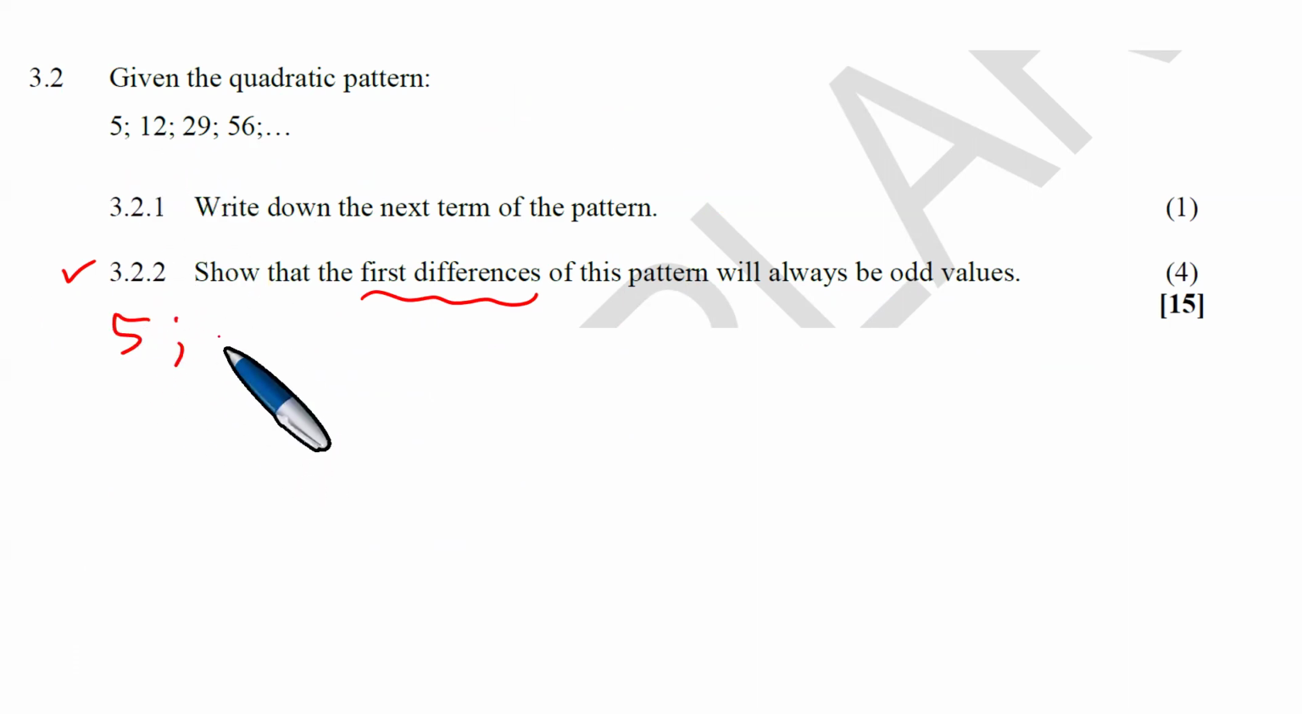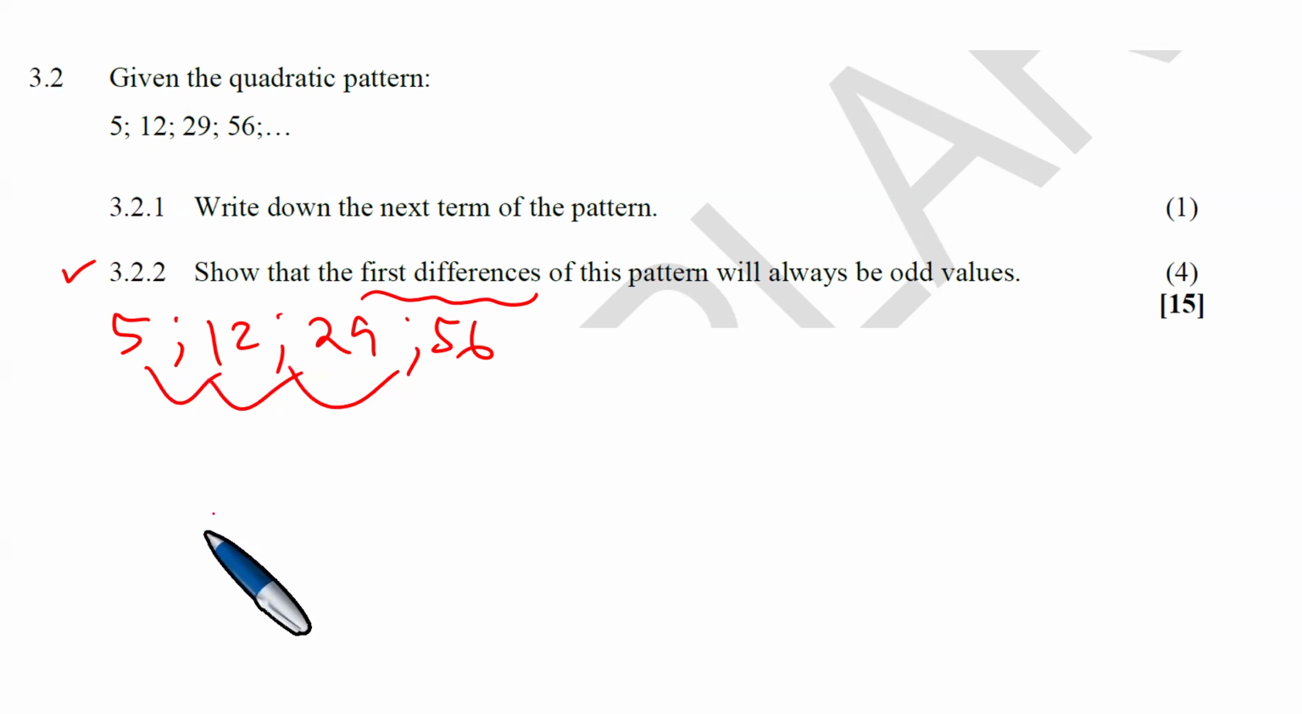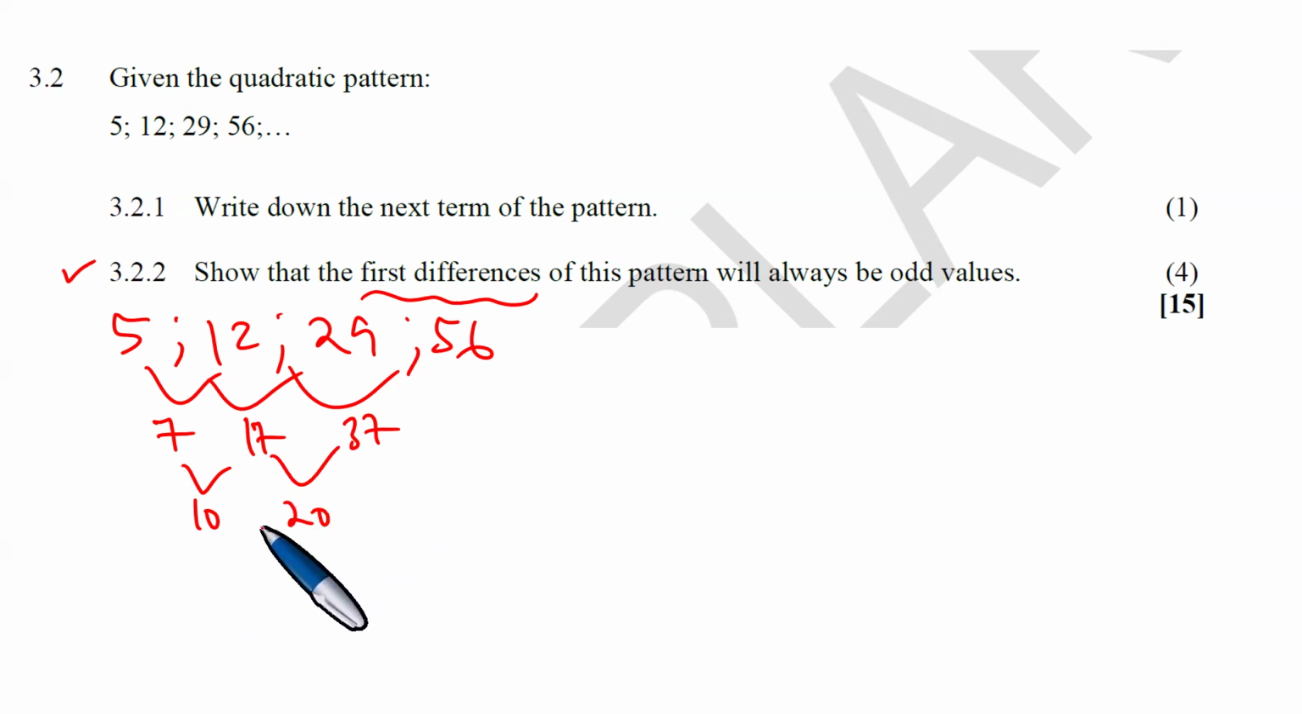So we deal with 5, 12, 29, 56. And you have this one here, which is a 7, which is 12 minus 5. And we have 29 minus 12, which is a 17. And here we got a 37. Okay. And 17 minus 7 gives us a 10. 37 minus 17 gives us also a 10.